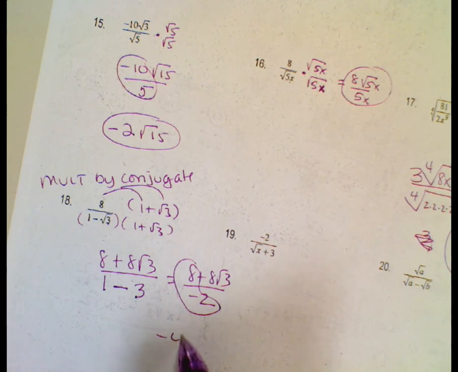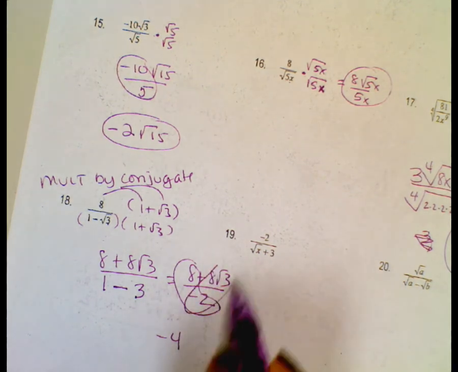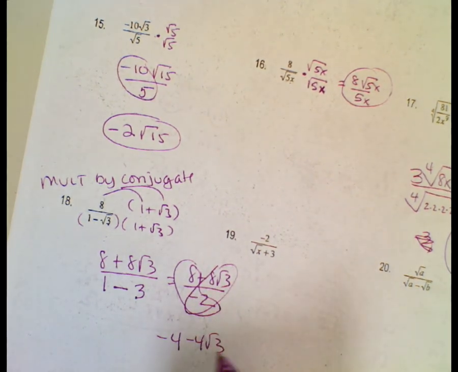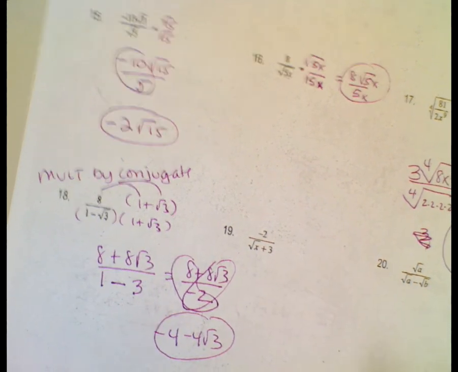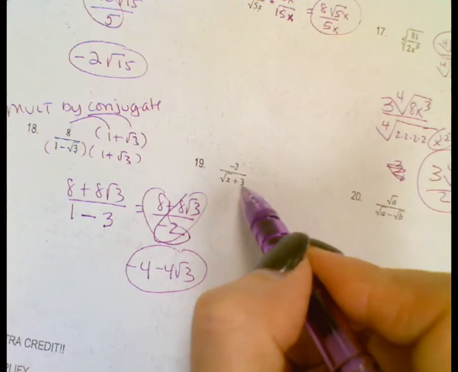So this is negative 4. Divide this. This is negative 4. And that's your answer. So what's the conjugate of this?